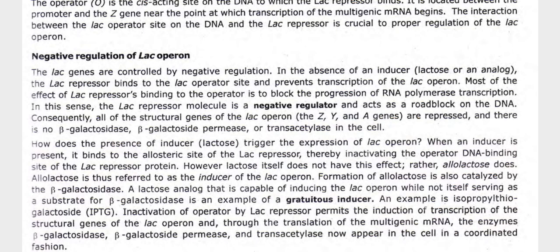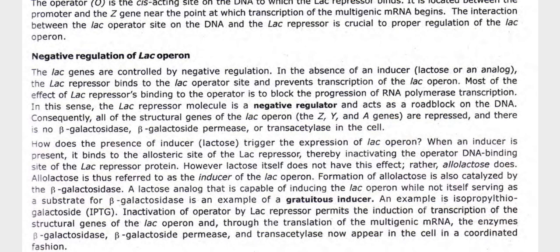When an inducer is present, it binds to the allosteric site of the lac repressor, thereby inactivating the operator DNA binding site of the lac repressor protein. However, lactose itself does not have this effect, rather allolactose does. Allolactose is referred to as the inducer of the lac operon. Formation of allolactose is also catalyzed by beta-galactosidase. A lactose analog that is capable of inducing the lac operon while not itself serving as a substrate for beta-galactosidase is an example of a gratuitous inducer.